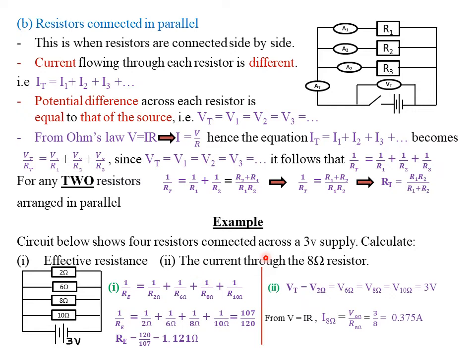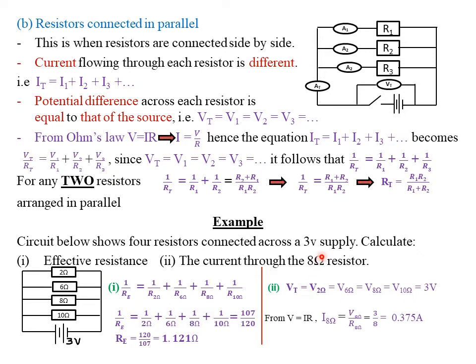Then lastly, we are required to find the current through the 8 ohm resistor. Because this is a parallel connection, for any parallel connection, V total is equal to V1 is equal to V2 is equal to V3. Therefore, the total voltage through this circuit, which is the supply voltage, must be equal to the voltage through the 2 ohm resistor, equal to the voltage through the 6 ohm resistor, equal to the voltage through the 8 ohm resistor, and equal to the voltage through the 10 ohm resistor.